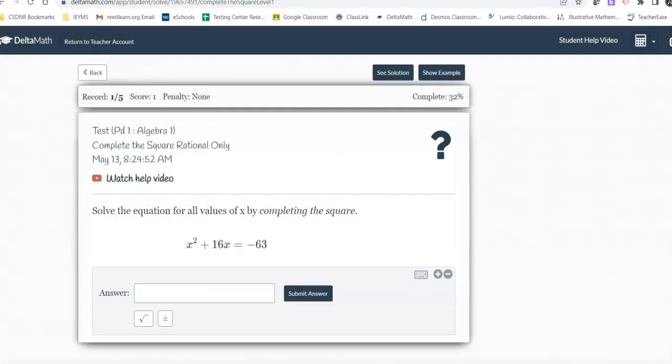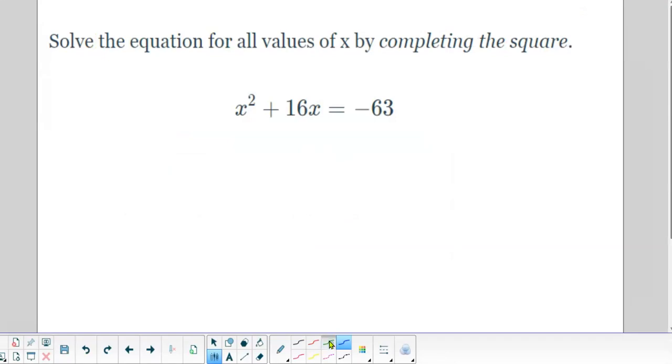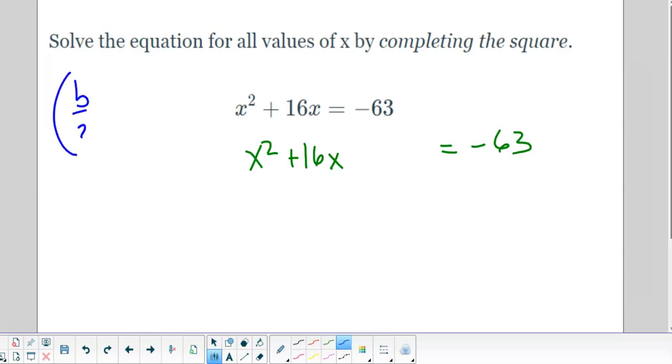Let's try this again. Remember, the whole point of completing the square is to get something that is factored into a repeat factor. So we already have our C value on the other side. So what I'm going to do here is just create a space where I can actually show that I'm completing the square. Don't forget, it is half of B squared is the value you put on each side. So half of 16 is 8. 8 squared is 64. That's what I'm adding on both sides here.